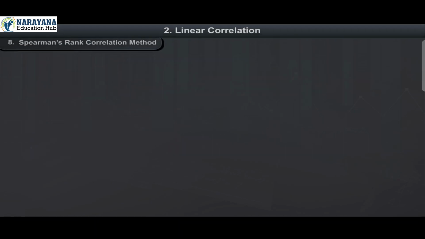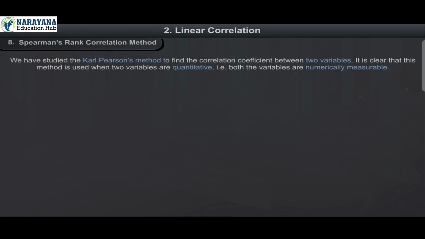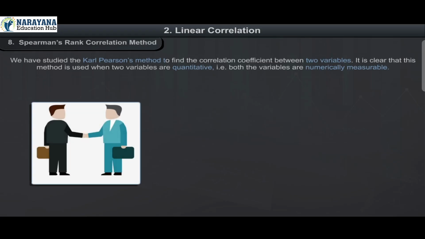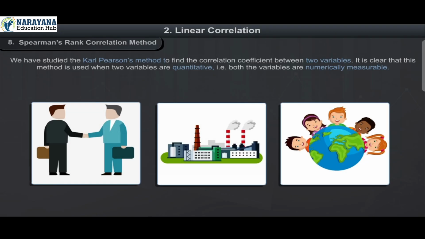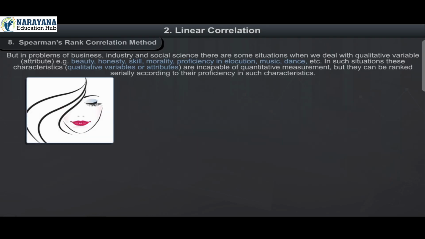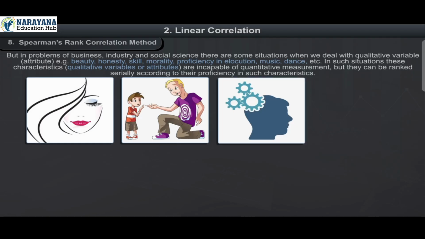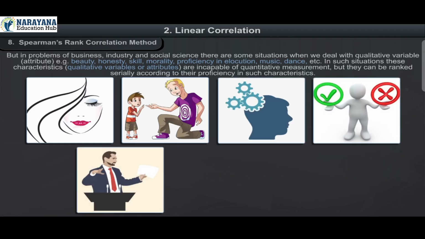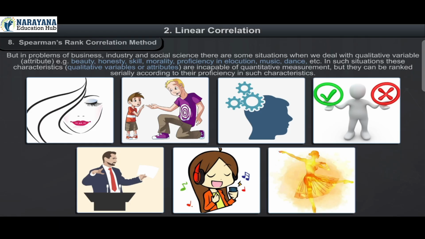8. Spearman's rank correlation method. We have studied Karl Pearson's method to find the correlation coefficient between two variables. It is clear that this method is used when two variables are quantitative, that is, both the variables are numerically measurable. But in problems of business, industry, and social science, there are some situations when we deal with qualitative variables, that is, attributes, for example, beauty, honesty, skill, morality, proficiency in elocution, music, dance, etc.